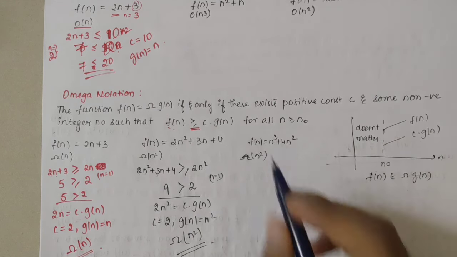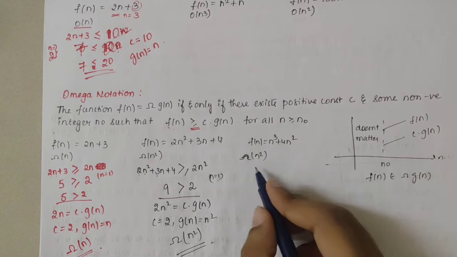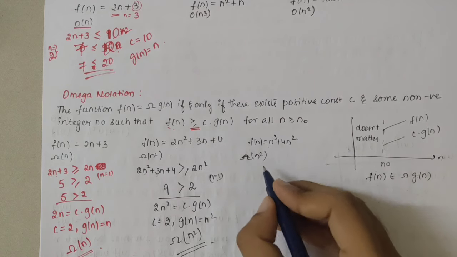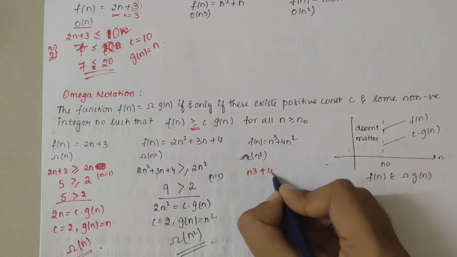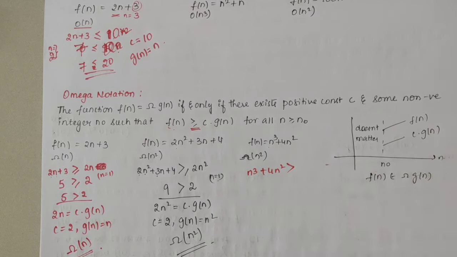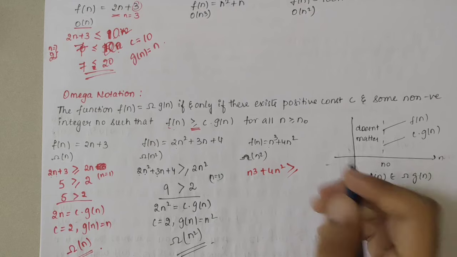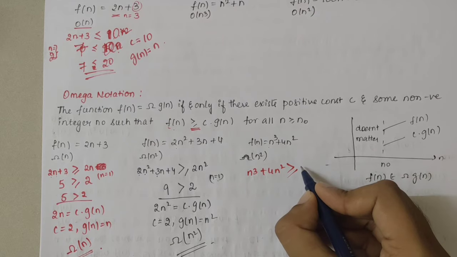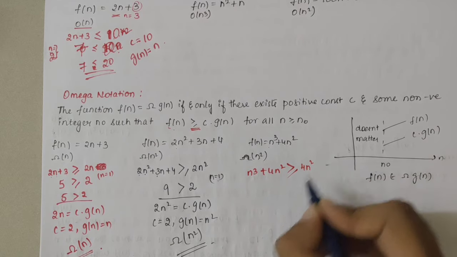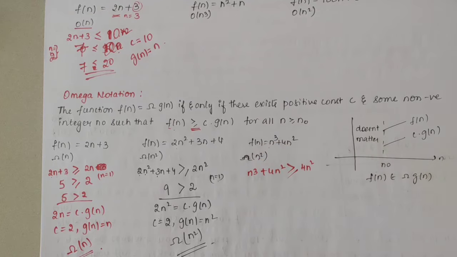Now if I look into this particular question, n cube plus 4n square belongs to omega of n square. So I'll write n cube plus 4n square should be greater than or equal to, and n square is asked here. So I'll write 4n square on this side. I'll neglect n cube.